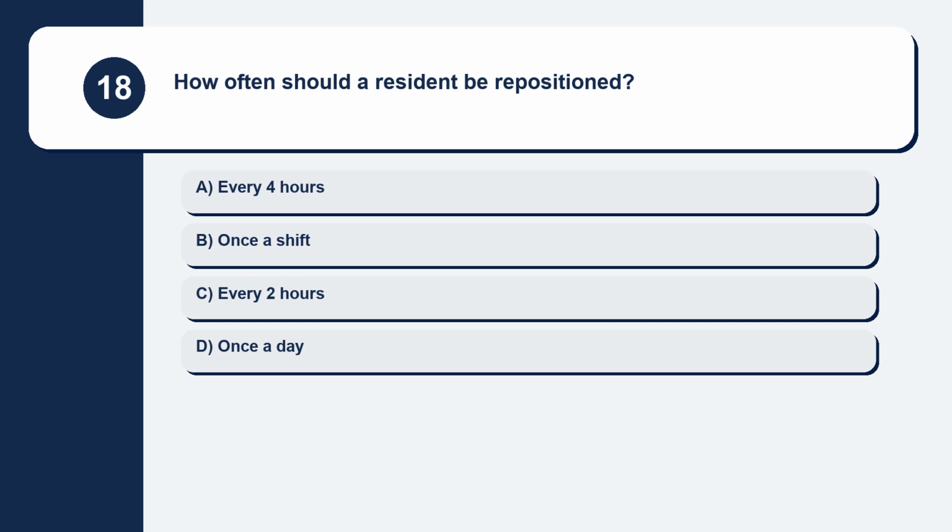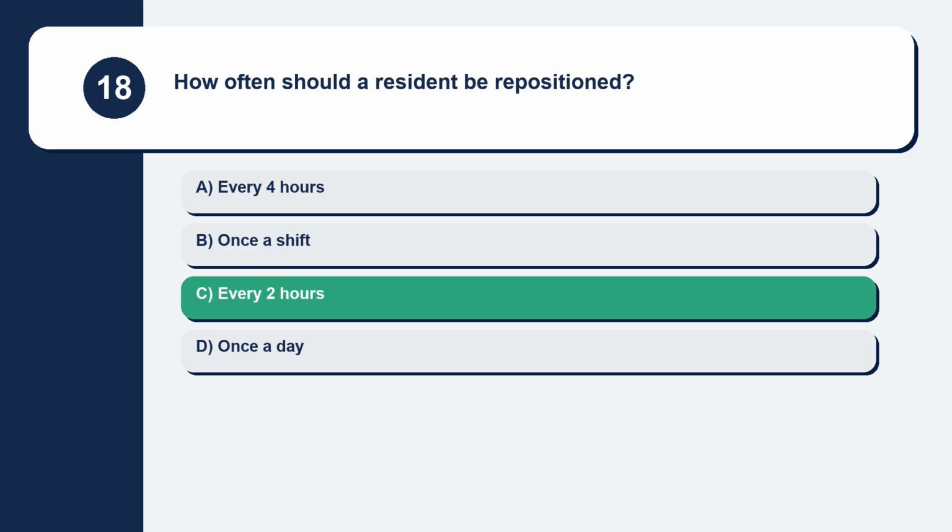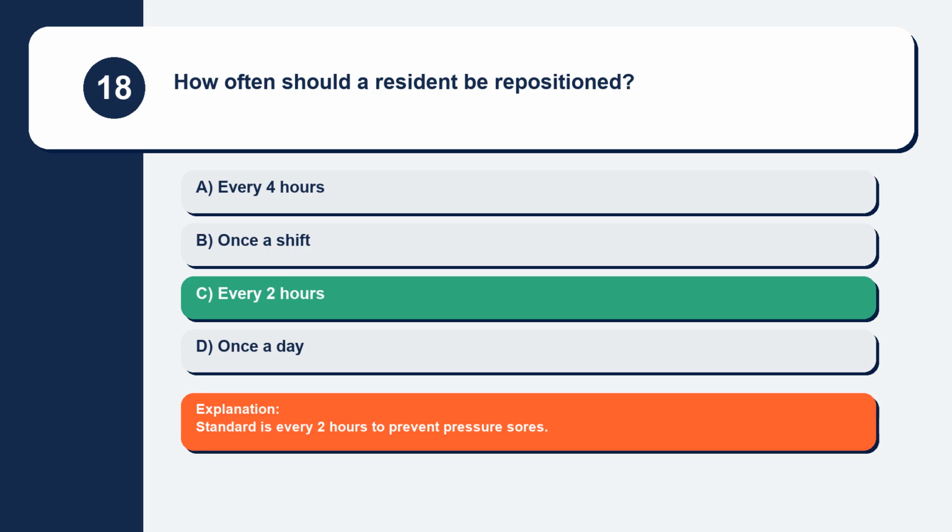Question 18. How often should a resident be repositioned? Every 4 hours, once a shift, every 2 hours, once a day. Standard is every 2 hours to prevent pressure sores.